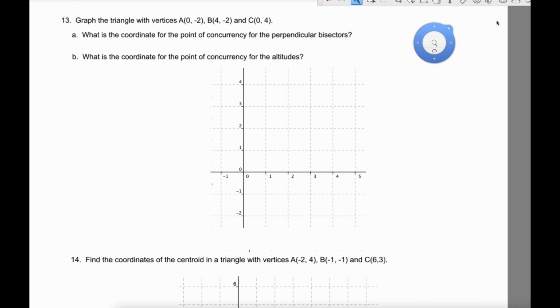All right, so some new parts here maybe for you guys. Graph triangle ABC here with these coordinates, and find the perpendicular bisectors and the altitudes. Okay, so we've got 0, -2 is A.